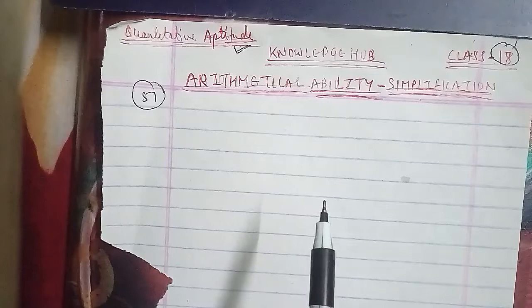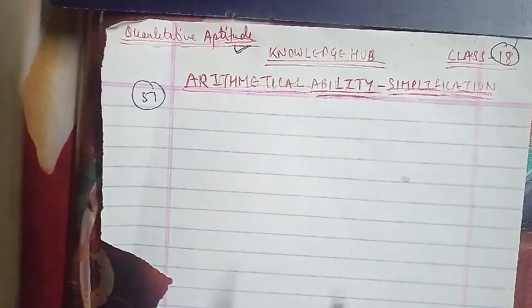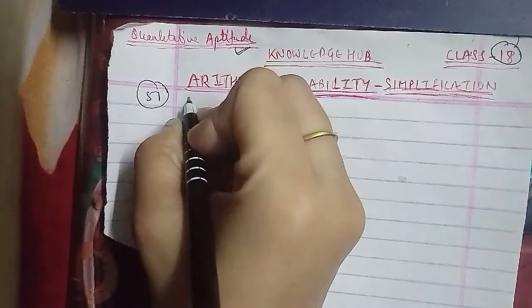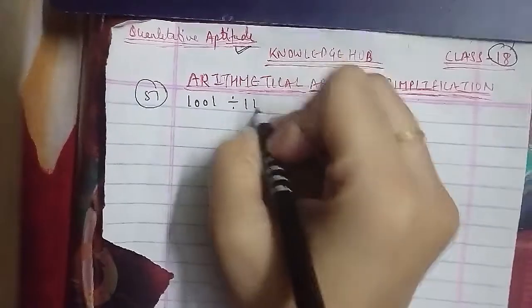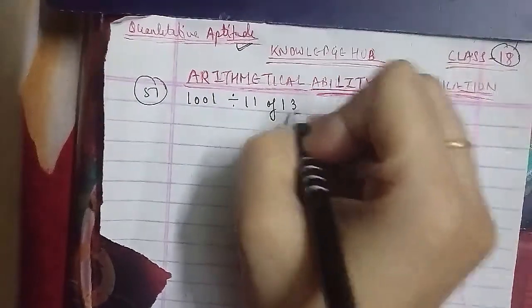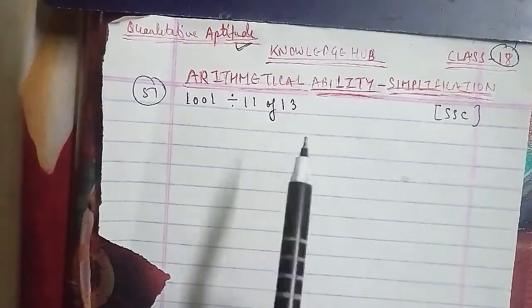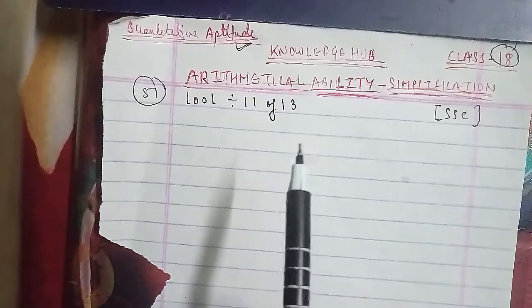So here we'll go ahead with the 51st question of the session that we have: the value of 1001 divided by 11 of 13 is, which has been asked in an SSC examination paper. The options for this are A is 7, B is 91, C is 143 and D is 169. And we have to solve it.